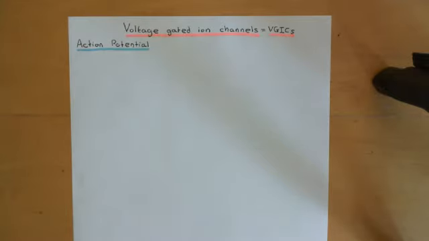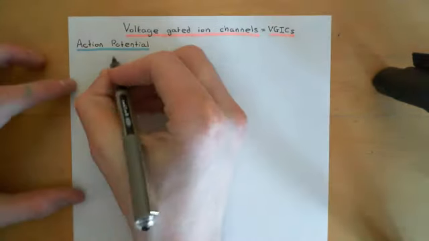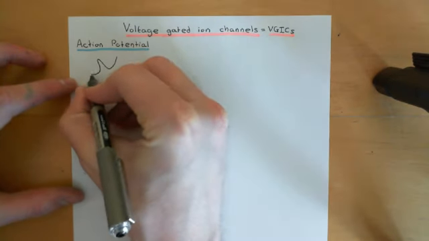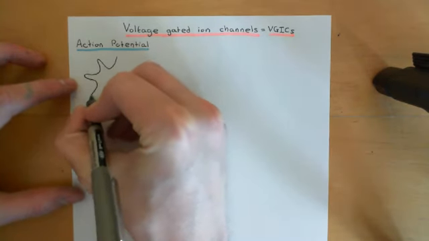Okay, right, so let me start by drawing then a little picture of a neuron. Okay, so neurons obviously all look different. There are loads of different types of neurons.